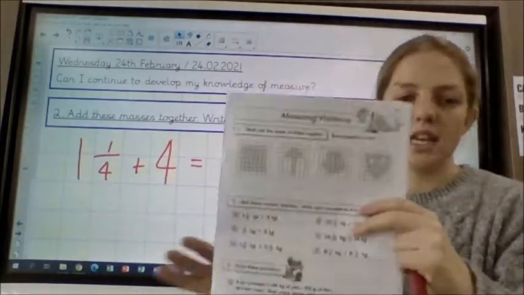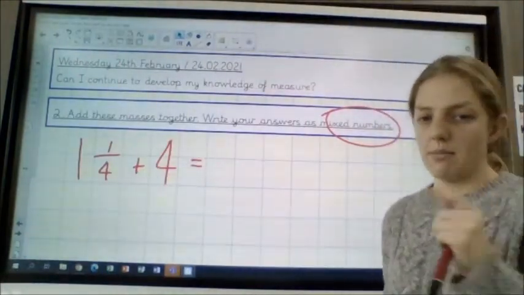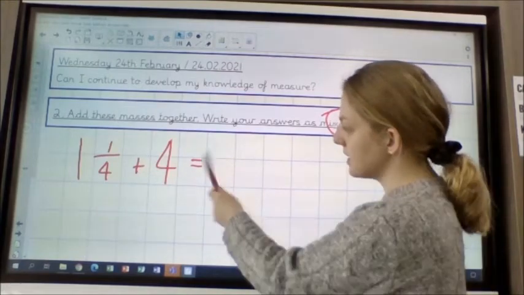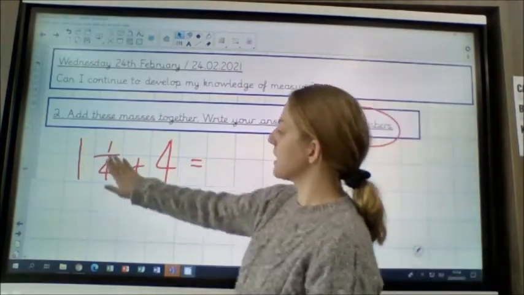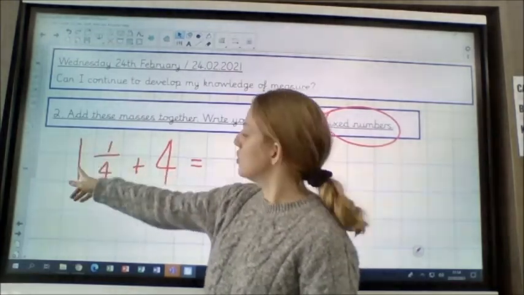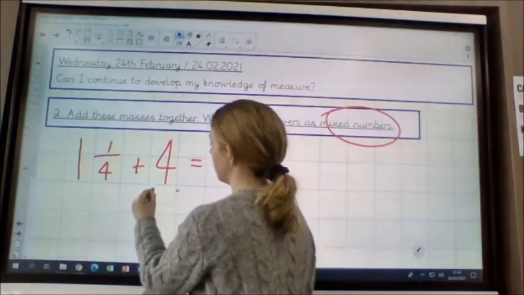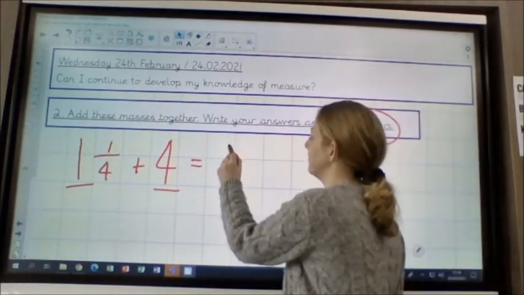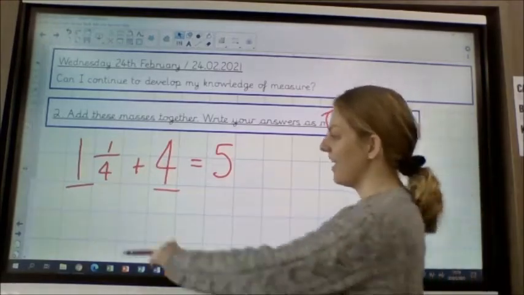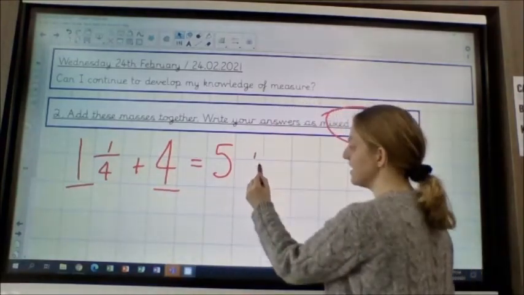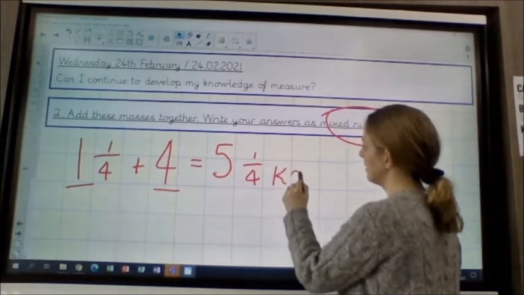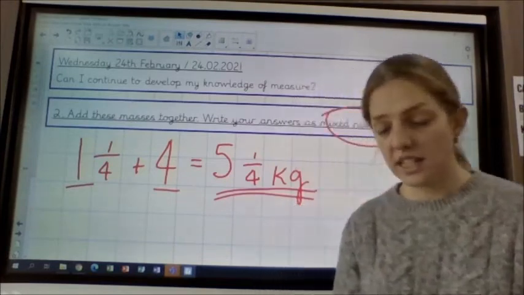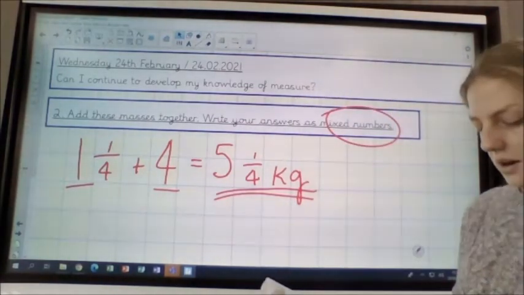Now I've been really naughty, I've not written the measurements. So make sure you write your measurements. So first thing that you are going to do is look at the whole numbers. So you're going to ignore the fraction. You're going to look at the whole numbers here. What's 1 add 4? Fab. 5. And then with your fraction, you're just putting it at the end. So my answer for that one would be 5¼ kilograms. Okay, so have a go.